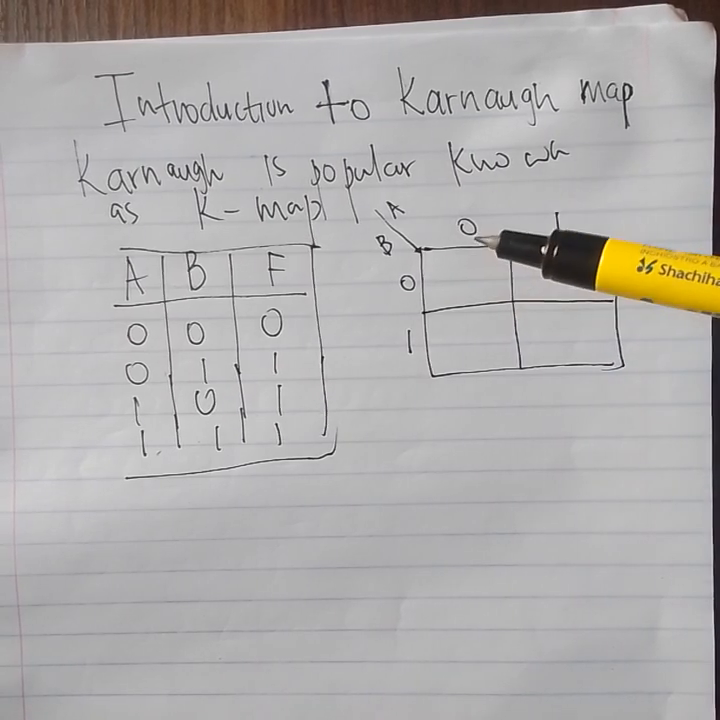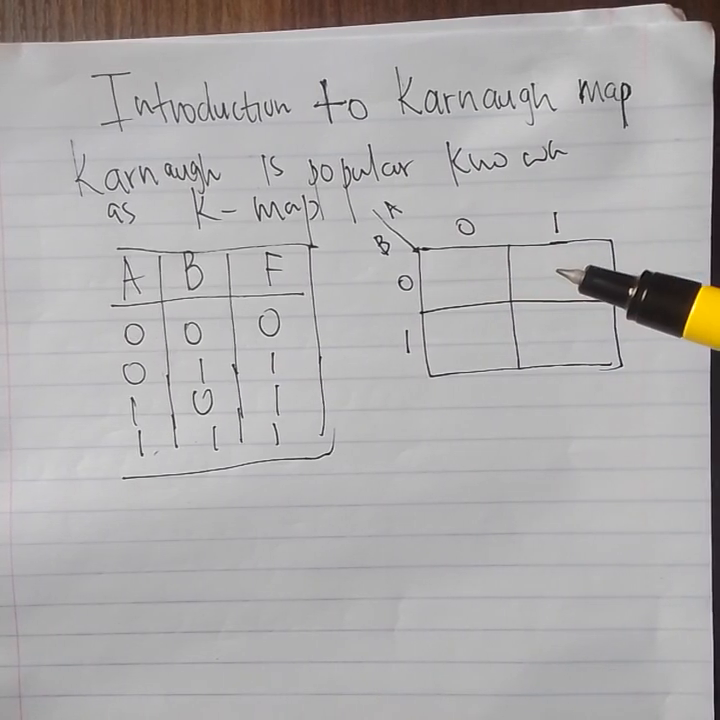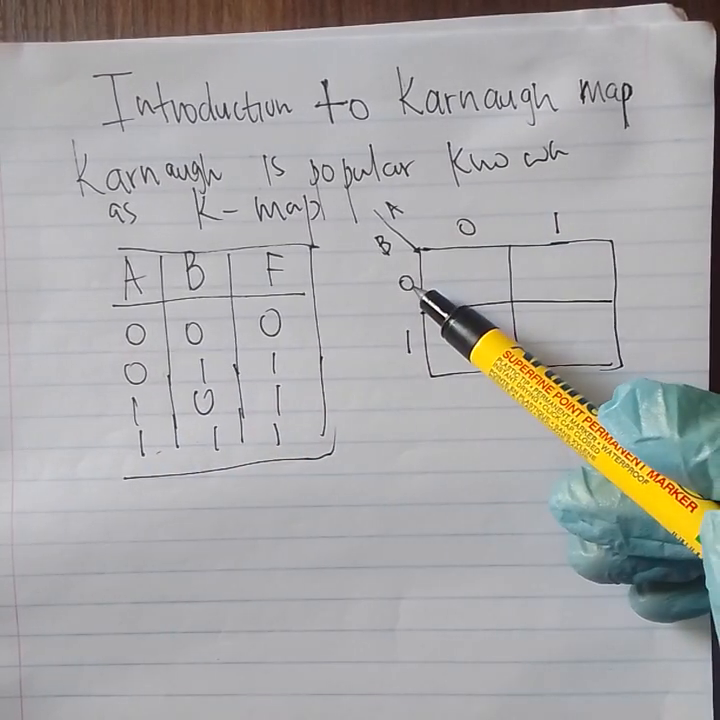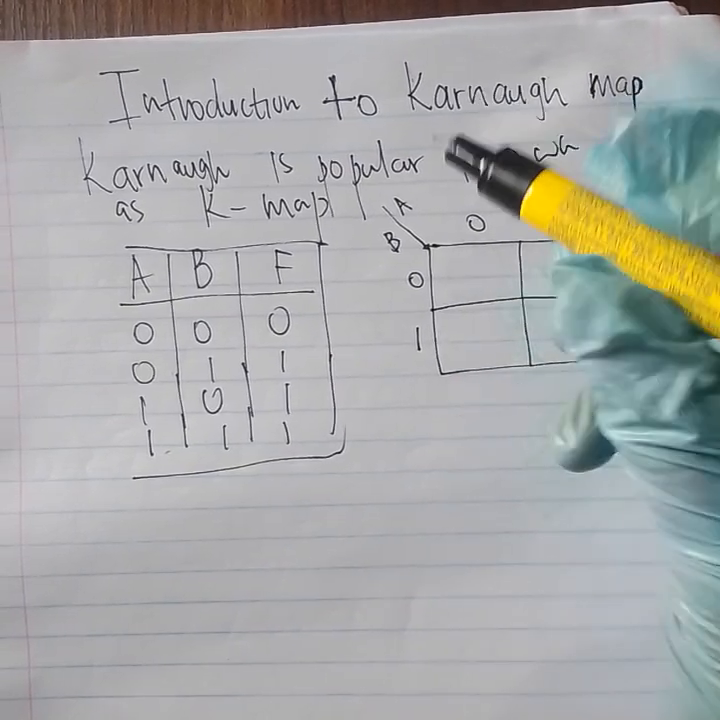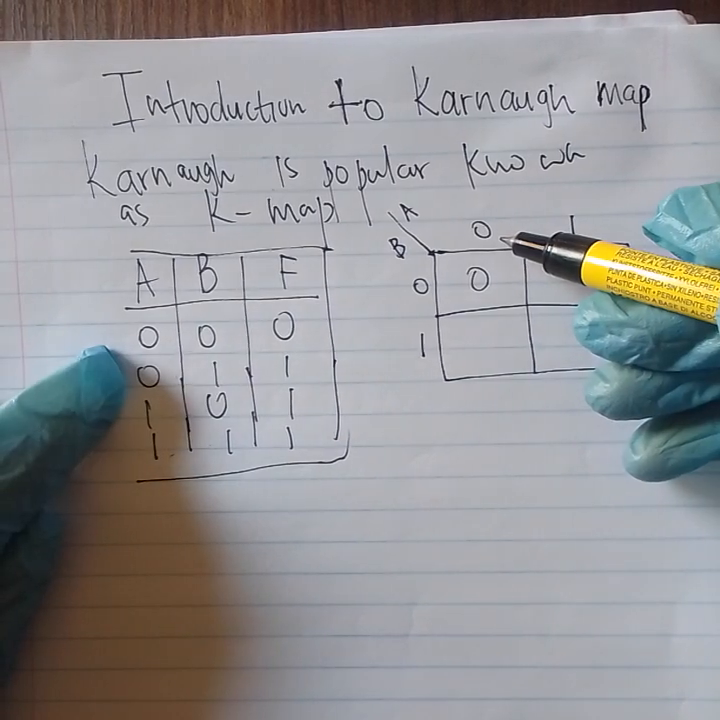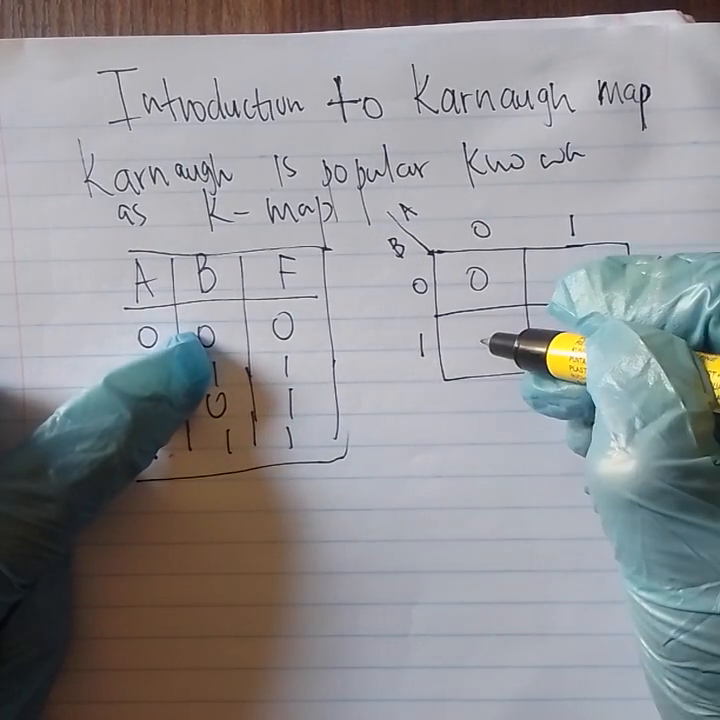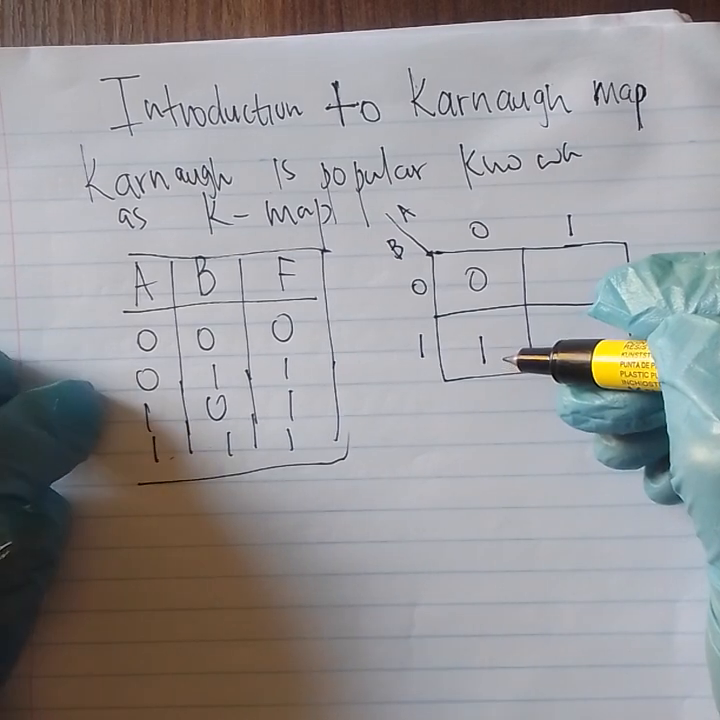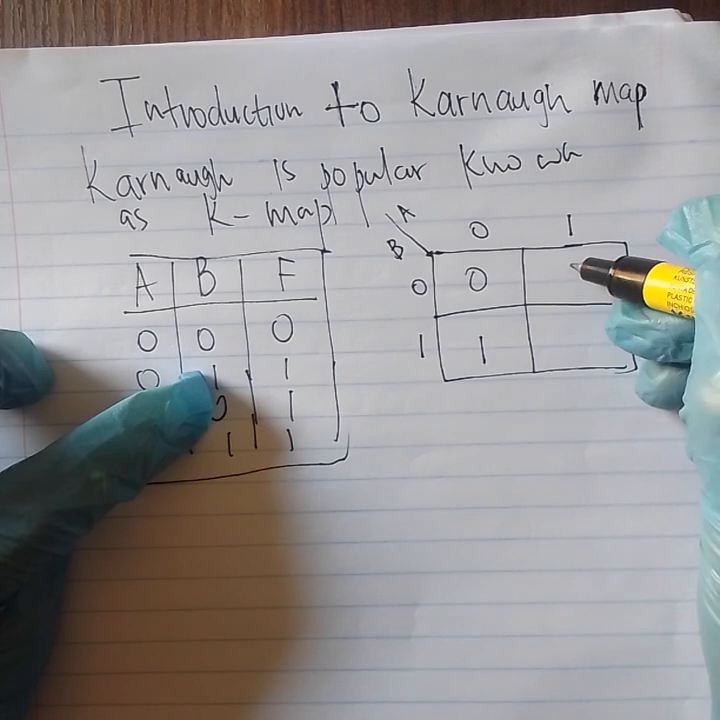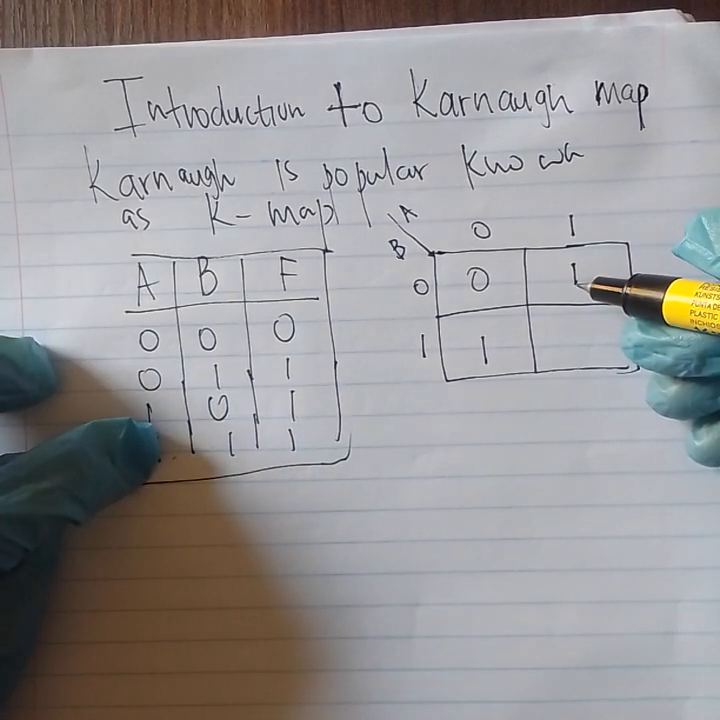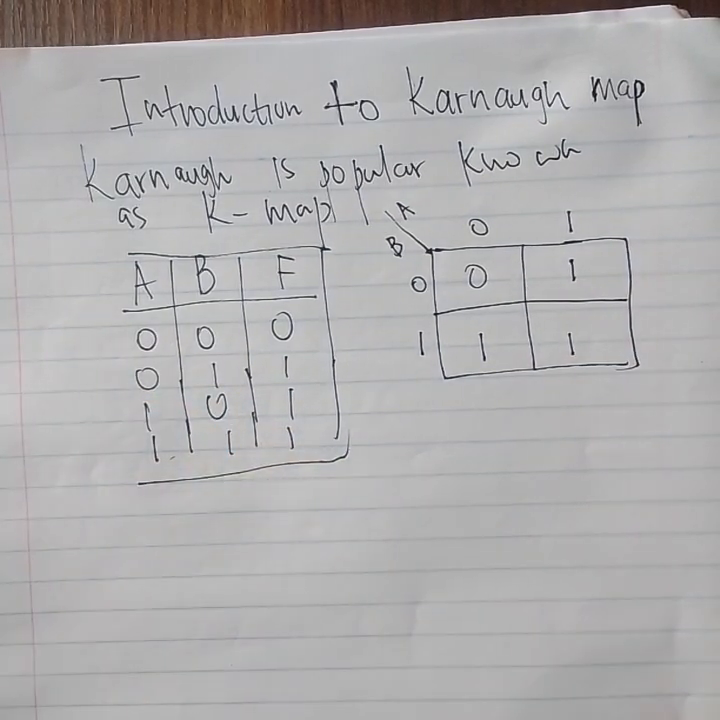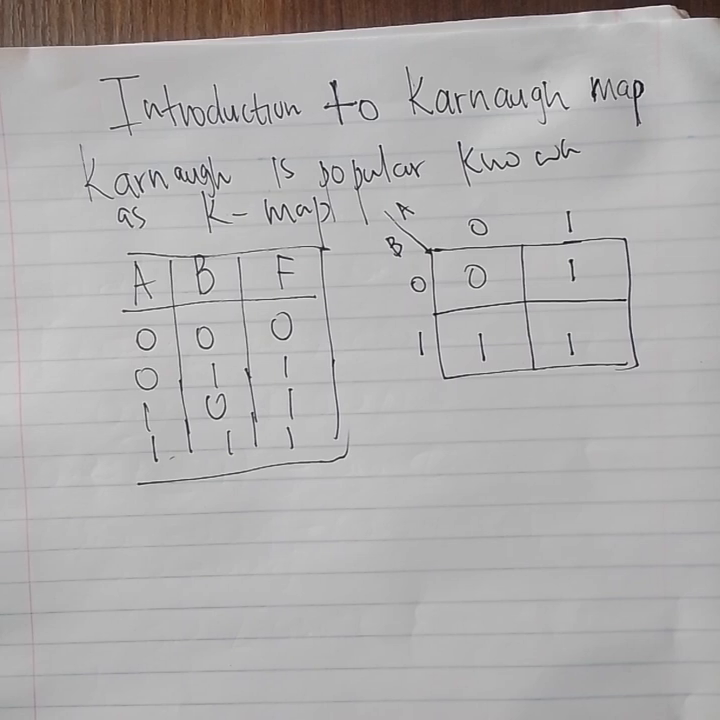Let's now populate the K-map from the truth table. When A is 0 and B is 0, the output is 0. When A is 0 and B is 1, the output is 1. When A is 1 and B is 0, the output is 1. When A is 1 and B is 1, the output is 1. This is the K-map.